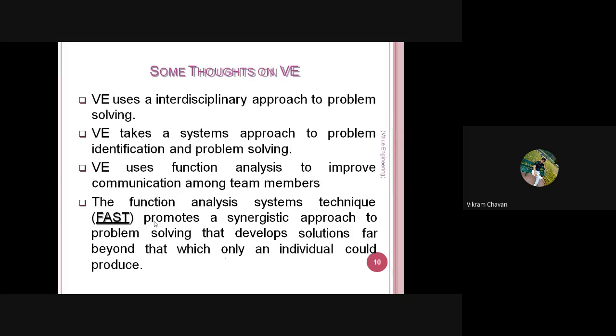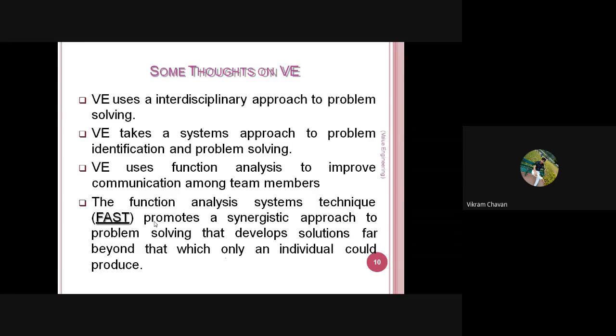Value engineering takes a systematic approach to problem identification and problem solving. We have discussed the different phases: how to identify the problem, how to deal with the problem, how to apply creative thinking, how to implement that, how to select the alternative. So it is a systematic approach, and in it we have to identify the problems and solve them.